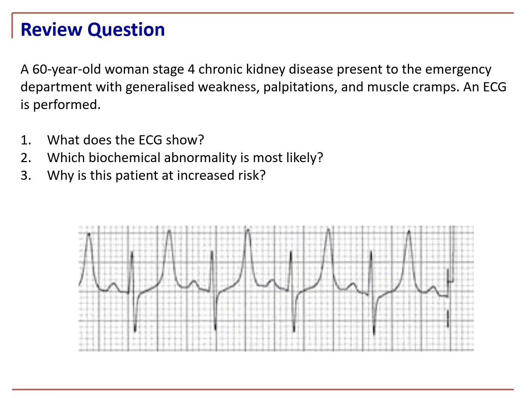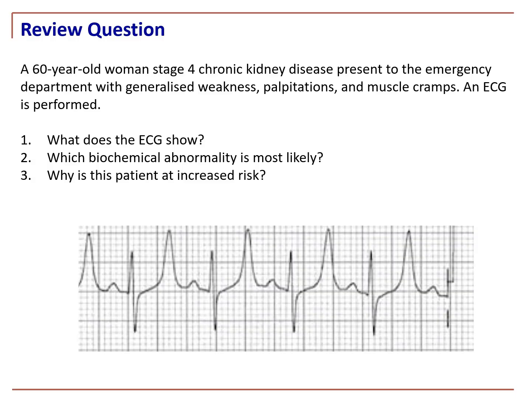A 60-year-old woman with stage 4 chronic kidney disease presents to the emergency department with generalized weakness, palpitations, and muscle cramps. An ECG is performed, and that is shown below. So the first question, what does that ECG show? Well, hopefully you can clearly see the P waves, the QRS, and here is your T wave. So what does that T wave look like? Well, it's tall, it's narrow, and it's symmetrical. So you've got tall, narrow, peaked T waves.